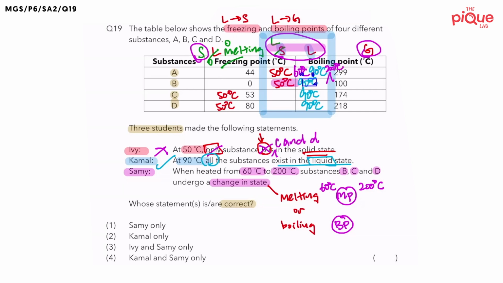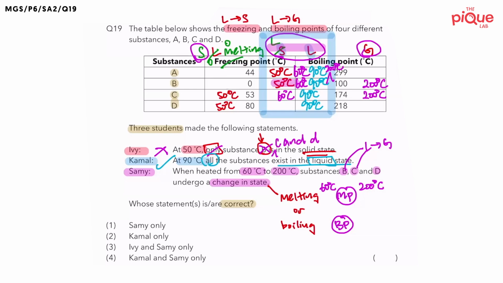Let us go through how to annotate for substance B, C, and D together. Right, so for substance B, 60 degrees Celsius will be under the liquid state, and 200 degrees Celsius will be under the gaseous state. So did substance B undergo a change in state? From our annotation, we can see that substance B undergo a change in state from liquid to gas. Okay, how about substance C? 60 degrees Celsius will be under liquid. Again, 200 degrees Celsius will be under gas. Right, so from this, we can see that substance C underwent the same change in state as substance B, from liquid to gas.